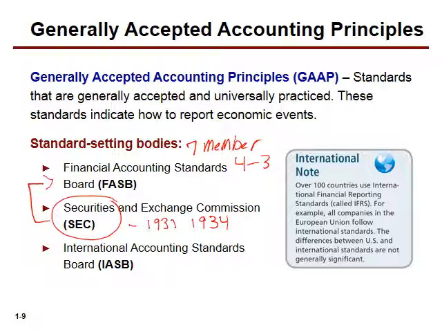But it's a 7-member board that does what? Gets its authority through the 33-34 Security Acts through the SEC. But they set those standards that all U.S. companies then have to follow when they set their accounting standards. Those are generally accepted accounting principles in the United States, right?